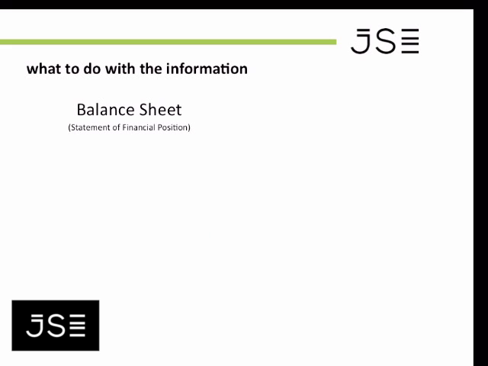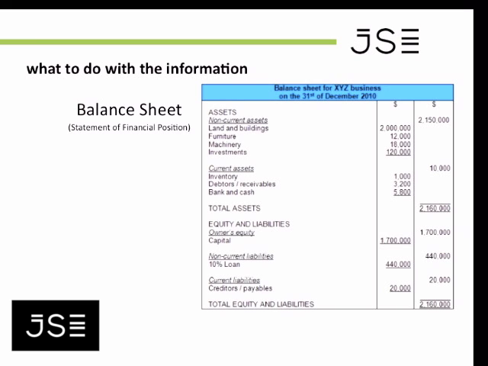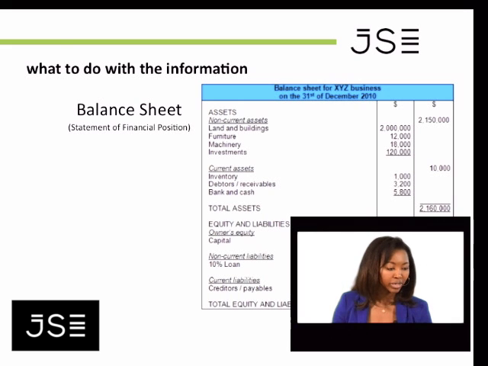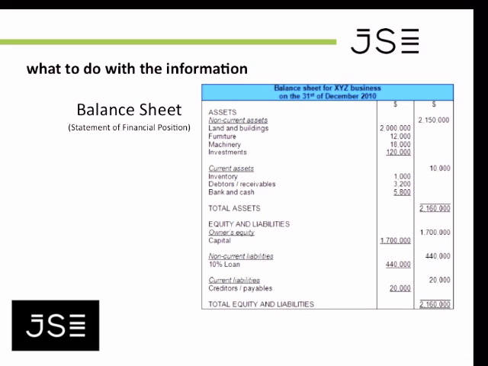So let's have a look at an example of a balance sheet. This is not to give you a deep understanding of balance sheets or how to draw up balance sheets, but it's basically just to give you some insights on how to look for information when you do have financial statements in front of you. So over here we've got the balance sheet for XYZ business, and as you can see, it's for the 31st of December 2010. If you look at the layout of the balance sheet, right at the top you've got the big heading for assets, and then you've got another heading for equity and liabilities.